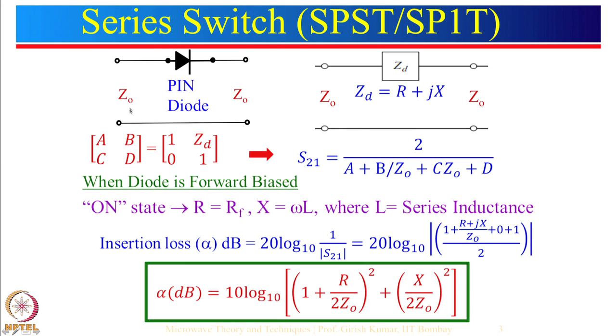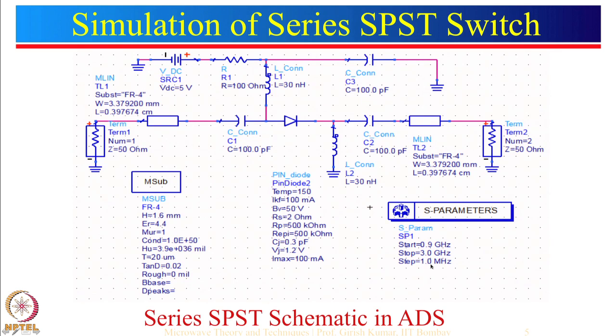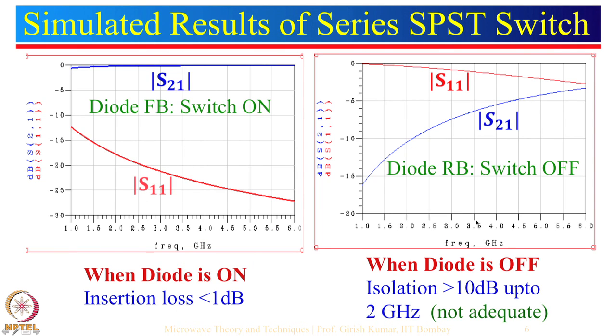We started the discussion with the series SPST switch, and for that we derived the ABCD parameters. From the ABCD parameters we found the S parameters, and then derived the expressions for insertion loss and isolation. Insertion loss is defined when the switch is in the on position, and isolation is defined for the switch in the off position. Then we looked at the biasing circuit for this configuration, and the microstrip realization of the series SPST.